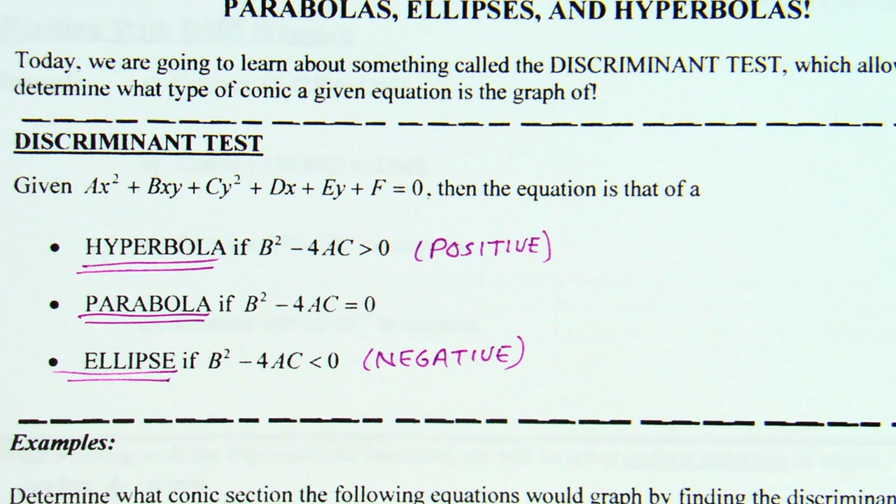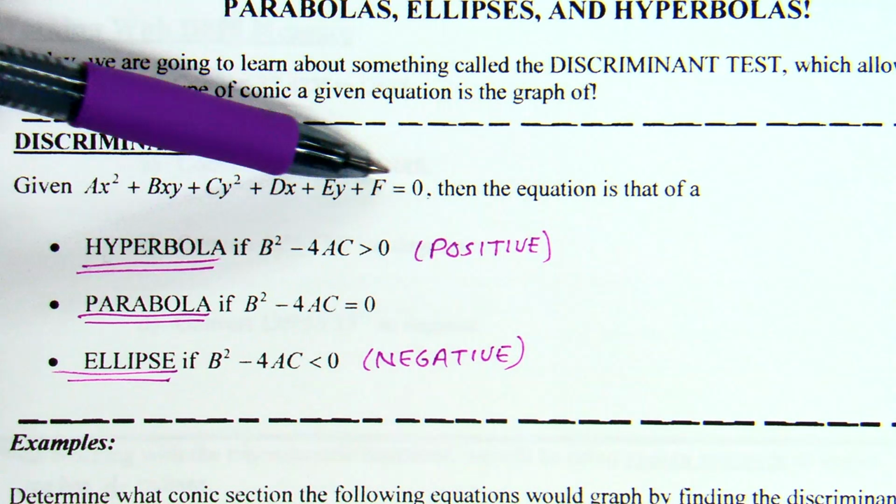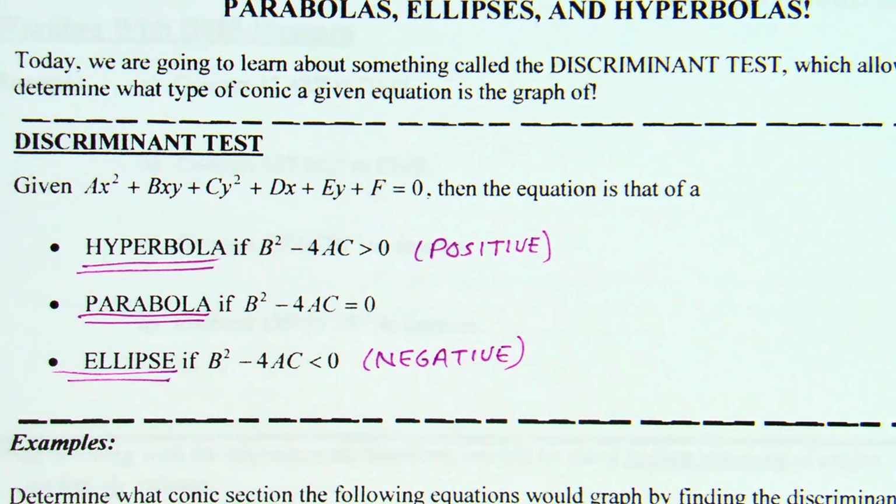I would say a difficult part here is you have to be familiar with this form for this to work, right? You have to know where A, B, and C come from. So notice A is x squared, B is an xy term if there is one, C is y squared. Then you have your x term, then your y term, then your constant term. And this, of course, you have to equal 0.